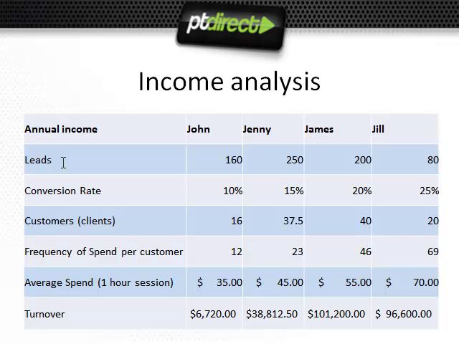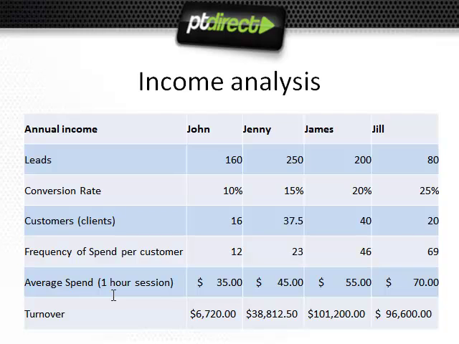So the first row here is leads. The second row is conversion rate, and that's actually the conversion rate of the number of people who were leads who then became clients eventually. So clients are the next row, and then we've got the frequency of spend per customer. This is really how often those clients are personal training with you across a year. So if you see for John he's got 12, you can see that they are personal training just once a month with John, whereas Jill over here has got 69. Those people are personal training about 1.5 sessions per week, or 1.5 times a week.